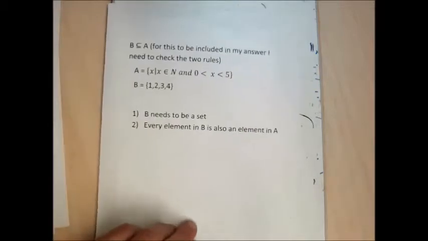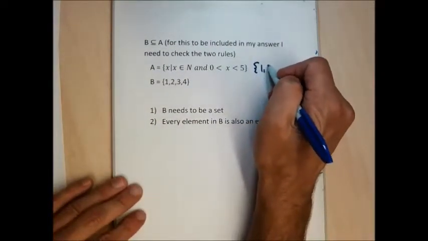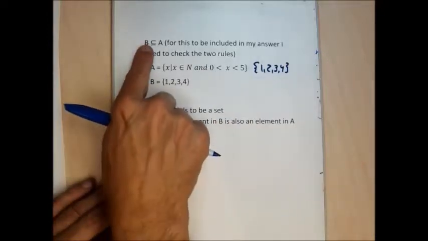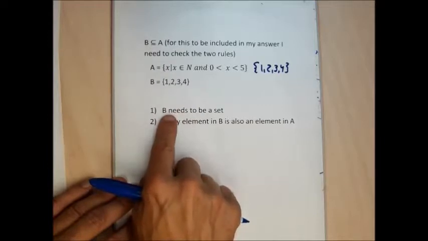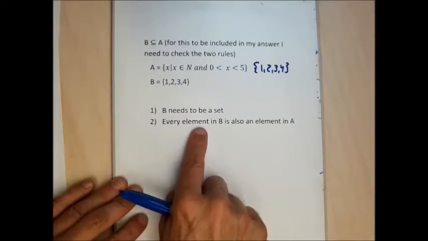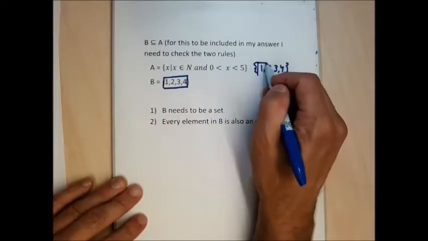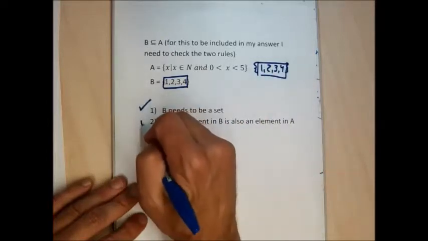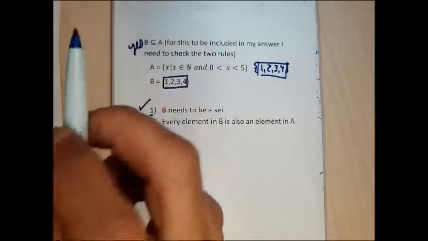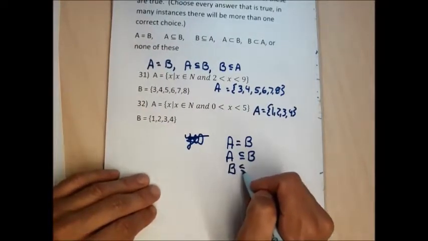Next, I'm going to try to see if B is a subset of A, where again, A is a set containing the natural numbers 1, 2, 3, and 4. For B to be a subset of A, B needs to be a set. It's clearly a set. It's in set braces. Second, every element in B is also an element of A. The elements of B, 1, 2, 3, and 4, are also elements of A. Both of these criteria are satisfied, so B as a subset of A is going to be in my answer for problem 32.